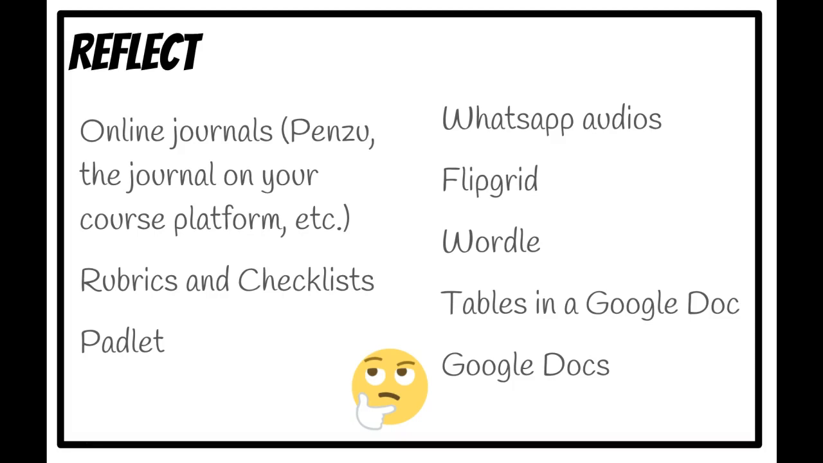Reflect. For this part of the HyperDoc, I normally have an online journal within my course platform. As I showed you in the video before, we use Coursites. But if you don't have it, you can use Penzu or another online journaling service. Rubrics and checklists, they are another way that I use for my students to reflect on their work. Padlet, very, very easy and nice.